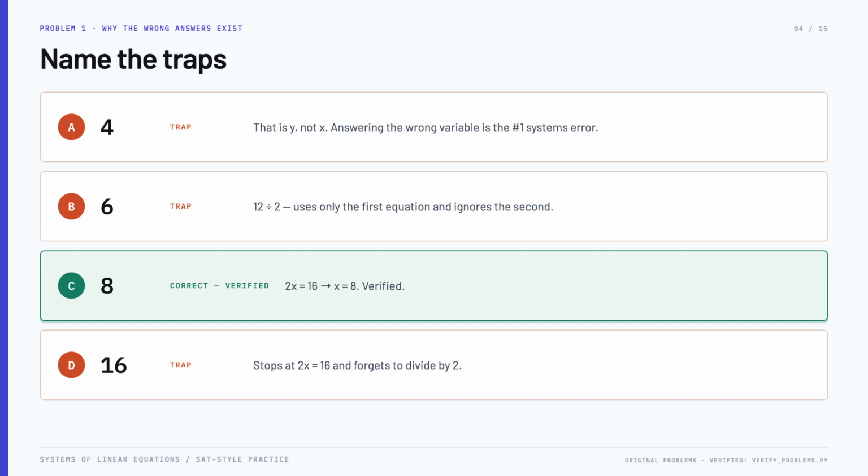Now the traps. Choice A, 4, that is y, not x. Answering the wrong variable is the single most common systems error. Choice B, 6, that is 12 divided by 2 using only the first equation. And choice D, 16, that is 2x. You did the math right and stopped one step early. The test counts on it.